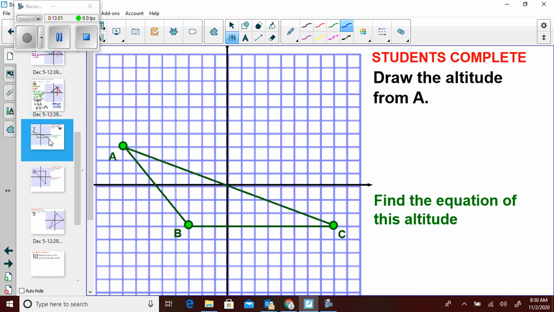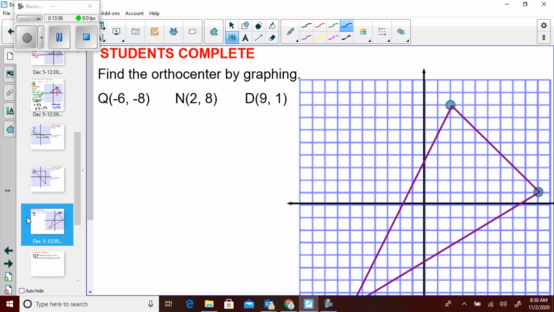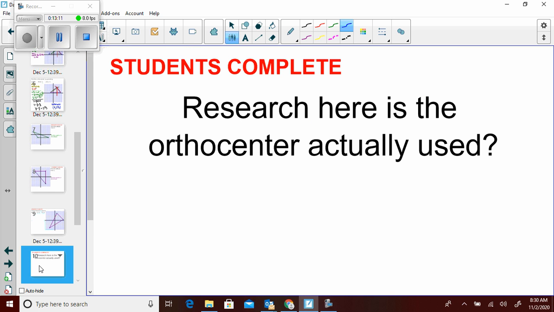I have some for you to try. On these, just draw the altitude. I just want you to practice drawing altitudes on these 2 and then find your orthocenter. Okay? And then this, I really want you to do. I just want you to find out how is it actually used. Just find a reason for these things.